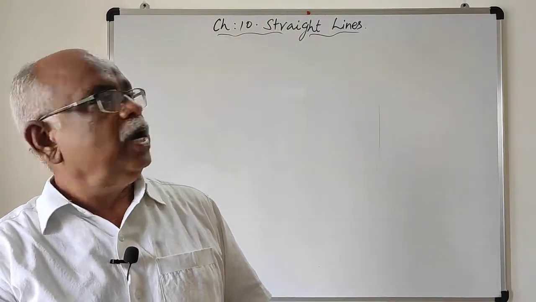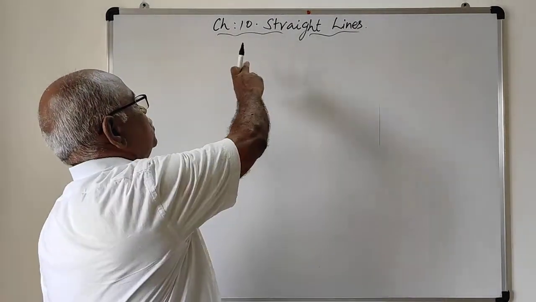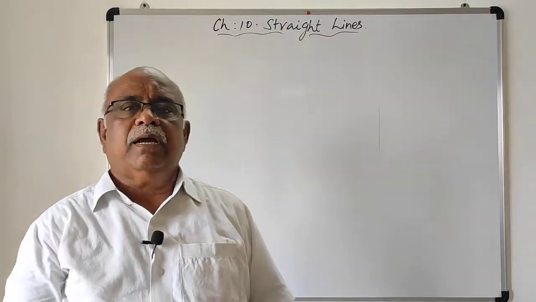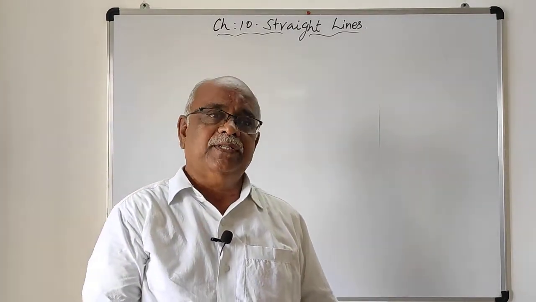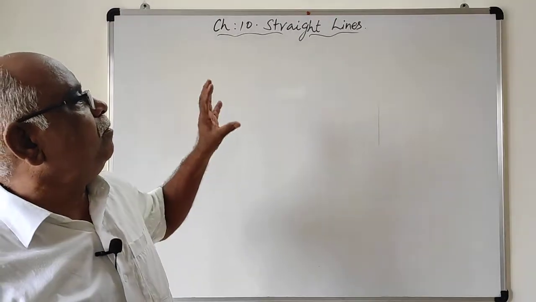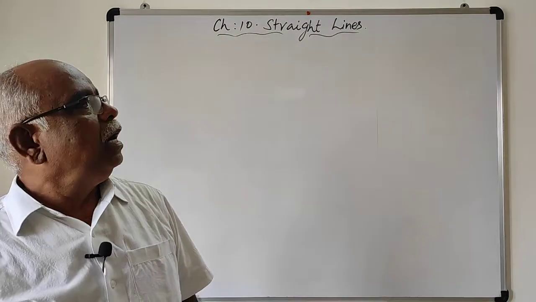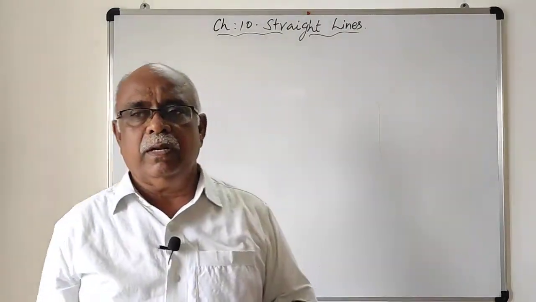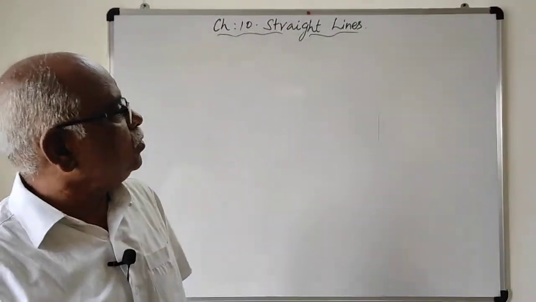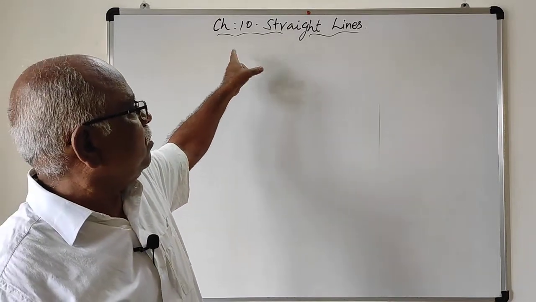Now in this video, I am going to start a new topic, topic number 10, straight lines. The topic straight lines comes under the subject coordinate geometry. Coordinate geometry is a vital aspect in mathematics. In coordinate geometry, there are two-dimensional geometry and three-dimensional geometry. In two-dimensional geometry, straight line is a topic.